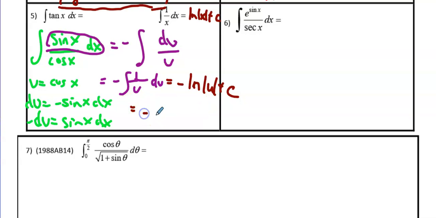And so when we get this problem, we're going to get the negative natural log, and then our u ends up being cosine of x plus c. There we go.